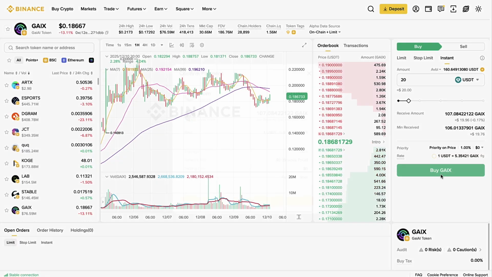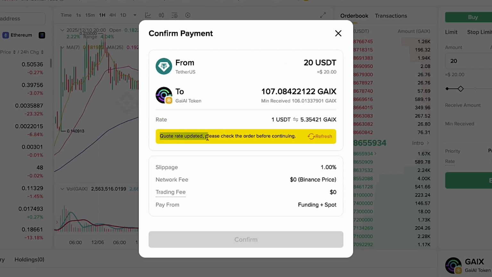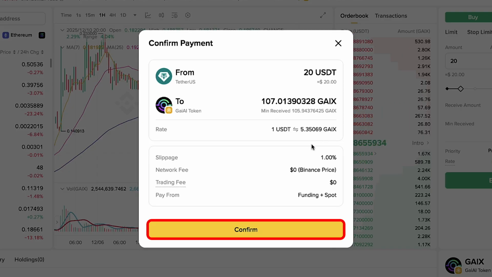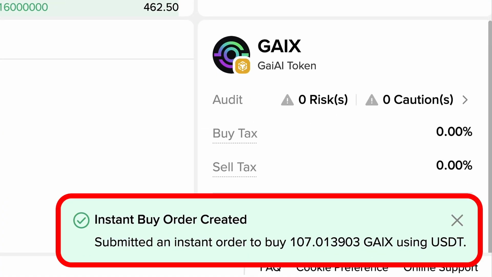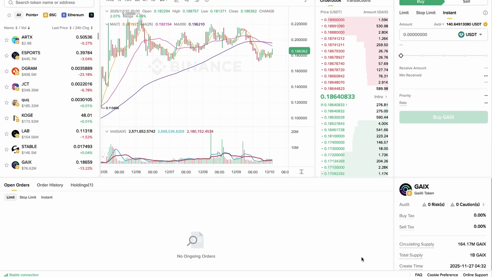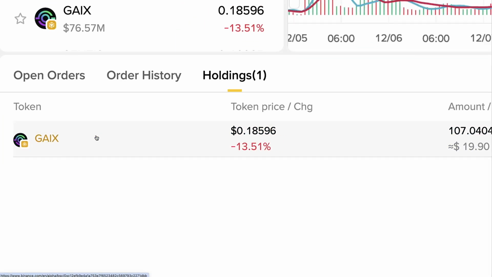Then you can click here buy, and it gives you the confirmation right here. If the quote has expired, you can click here refresh, and then you can click here confirm, and it does the trade. You can see here instant buy order created, and it may take a few seconds because the transaction happens on chain even though Binance handles it in the background, and you can see the holdings right here. It happened extremely fast.